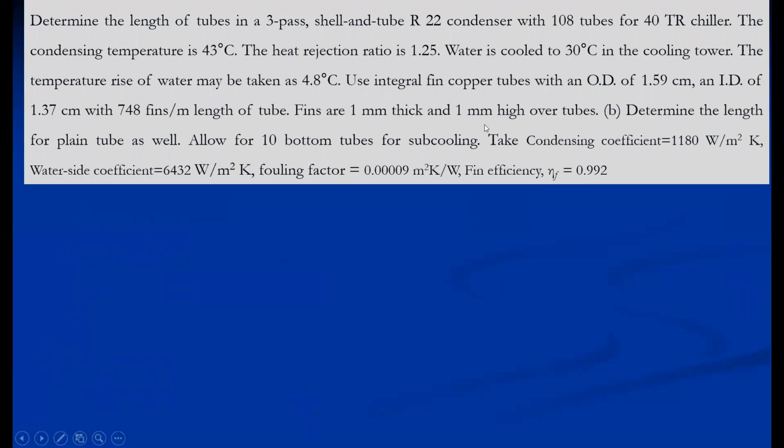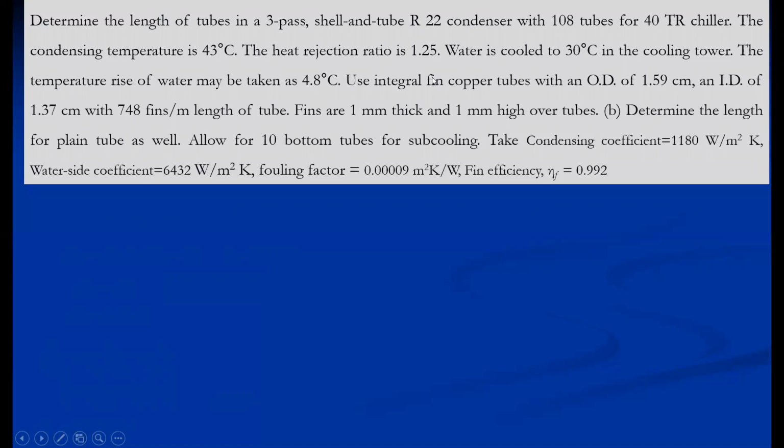As far as the water-cooled condenser is concerned, we'll take the next problem on the water-cooled condenser. So here the problem statement is: determine the length of the tube in a 3-pass shell and tube R22 condenser. So it's a 3-pass shell and tube with 108 tubes for a 40 TR chiller. So here the cooling capacity is given. This is not the condenser capacity, because this is the chiller capacity, and the chiller is associated with the shell and tube condenser. The condensing temperature is given, that is 43 degrees Celsius.